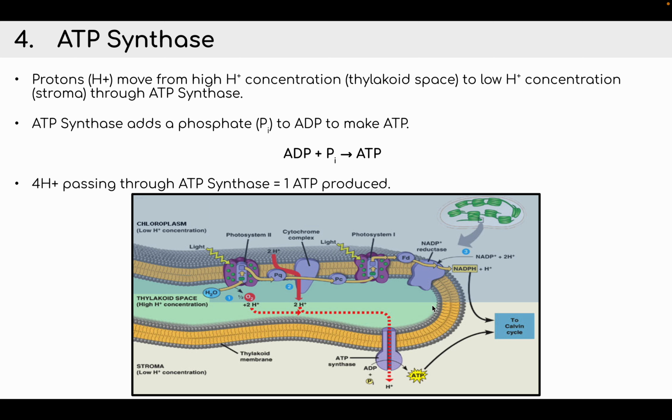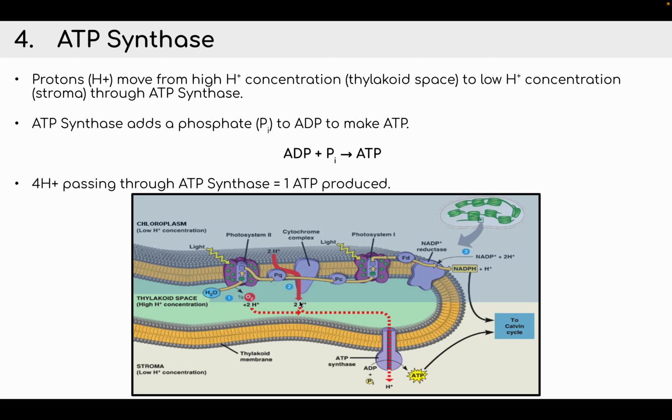Now, I've been talking about this concentration gradient between the thylakoid space and the stroma. And it's really important to understand this. The thylakoid uses this high concentration of protons inside of the thylakoid space to power an enzyme called ATP synthase. So this is ATP synthase down here. It's kind of all alone. And so the protons are following the dotted red arrows, and they are flowing from high concentration to low concentration. So they're flowing along their concentration gradient.